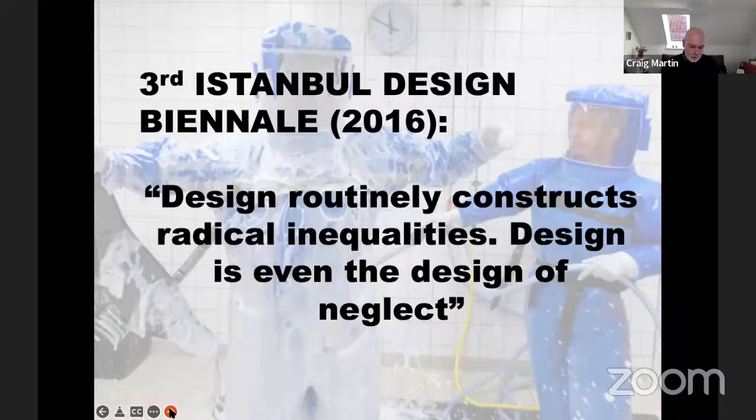Some of these aspects have been covered more recently as well. The third Istanbul Design Biennale in 2016 again explored many of these ideas, and this is a quote from the catalogue: design routinely constructs radical inequalities. Again, it goes back to that book I was mentioning earlier, Invisible Women, that the design of services, of systems, of products has created radical inequalities. And the next part of that quote is very important: design is even the design of neglect. If we think about how cities are designed, how urban planning is created, it often has to do with the design of neglect of certain communities.